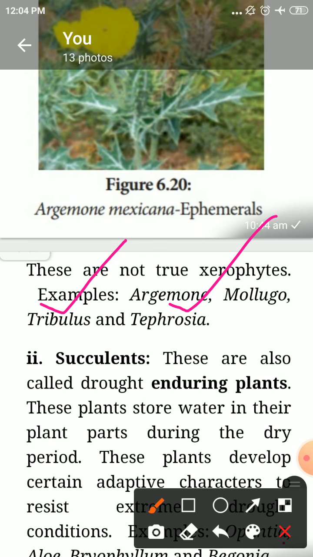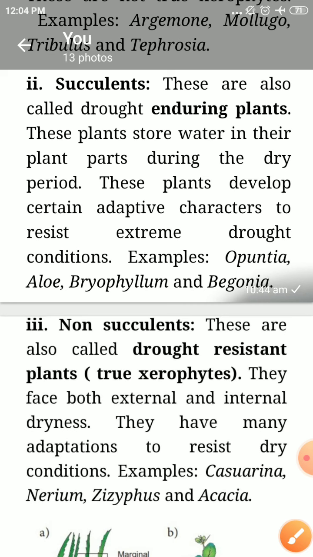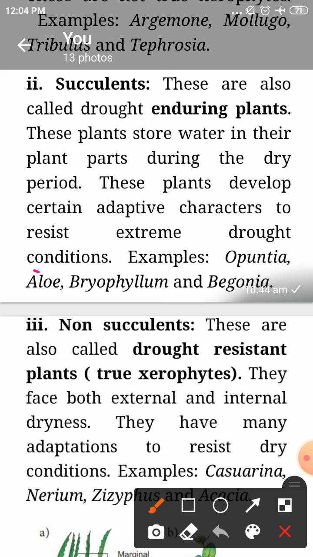Now, the second group of the plants is called succulents. These are also called drought enduring plants. For example, we know a classical example of aloe, our agave plant, and many succulent cactus plants which come under this category of succulents.